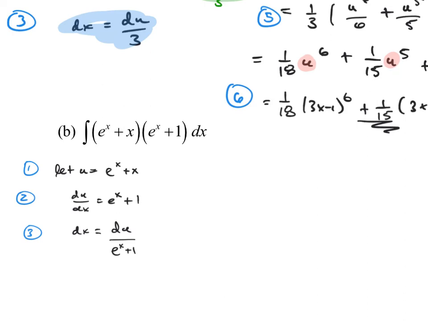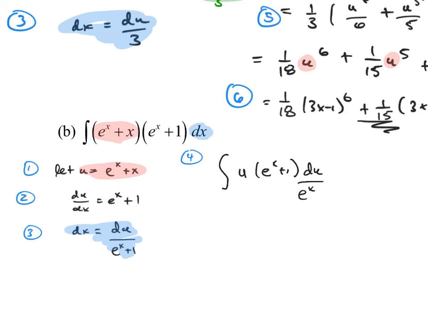Step 4, again, what we want to do is go in and substitute in those values. So let's look at those values that we have. Dx is du over e to the x plus 1, and we have u is e to the x plus x. So when I'm making those substitutions, what I'm ending up with is the integral of, instead of e to the x plus x, I'd have u. I'd still have my e to the x plus 1. And then instead of dx, I'd have du over e to the x plus 1. Let me make sure that plus 1's not in the exponent there, like you can see it properly.